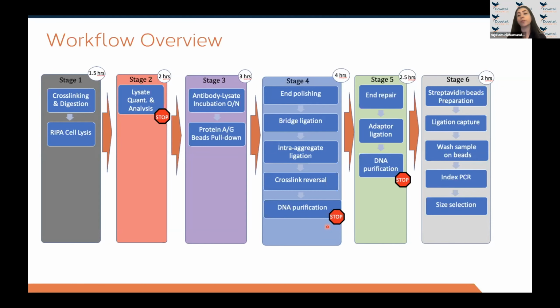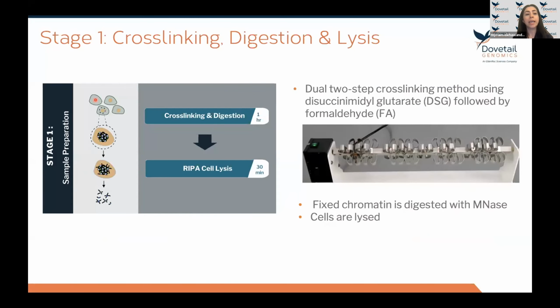Now, this is an overview of the workflow. In the next slides, I'll walk you through the workflow stage by stage, and I'll share with you our tips and best practices. Starting with stage 1. In stage 1, the chromatin is fixed in the nucleus, then digested with MNase. Following digestion, the cells are lysed to extract the chromatin fragments.